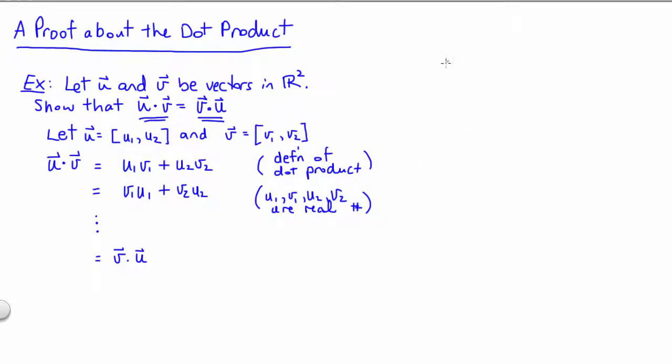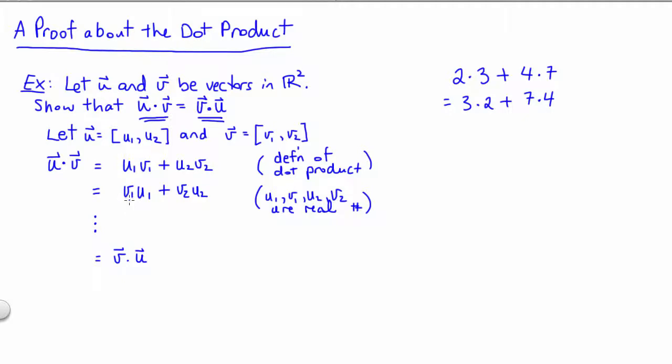Now over on the side, I'm just going to scribble something here. Let's put in some real numbers. Let's say u1 is 2, v1 is 3, u2 is 4, and v2 is 7, for example. So all we're saying in this step here is that if we were to take 2 times 3 plus 4 times 7, that is the same thing as 3 times 2 plus 7 times 4. It just goes back to basic properties of the real numbers.